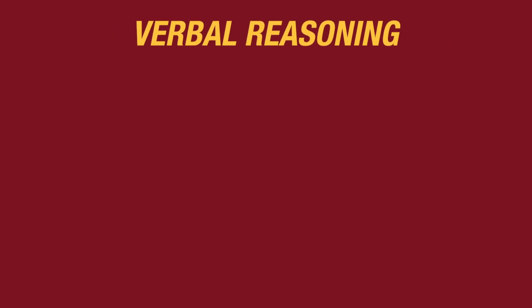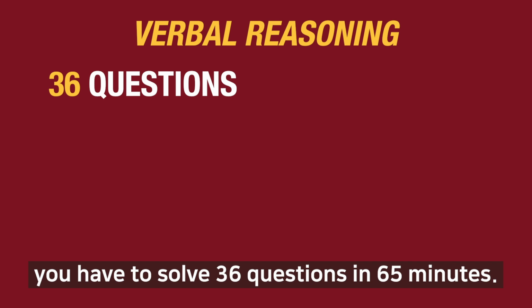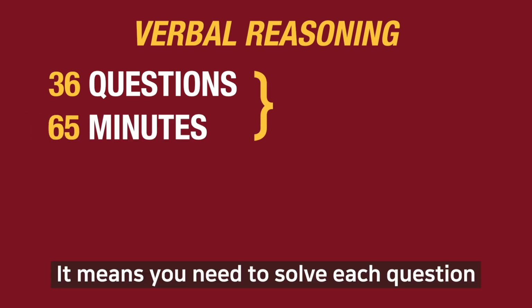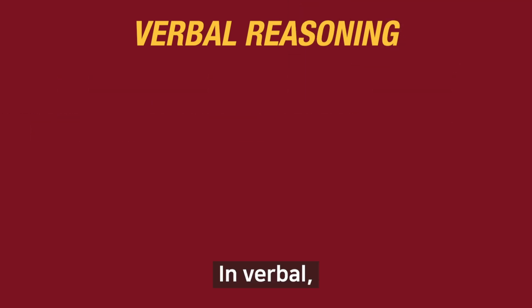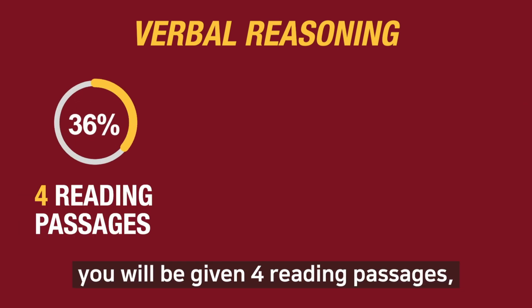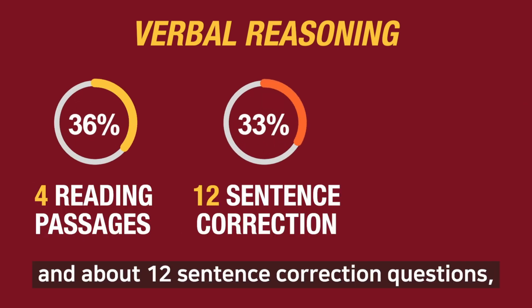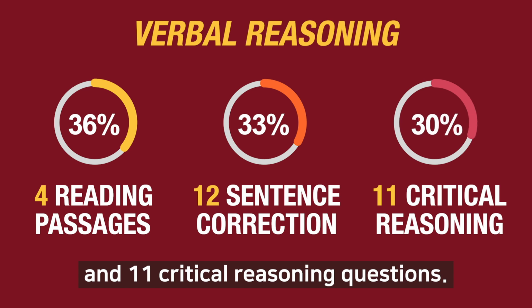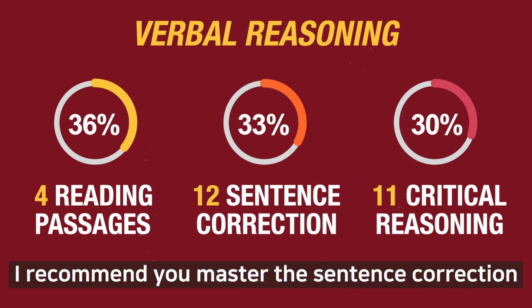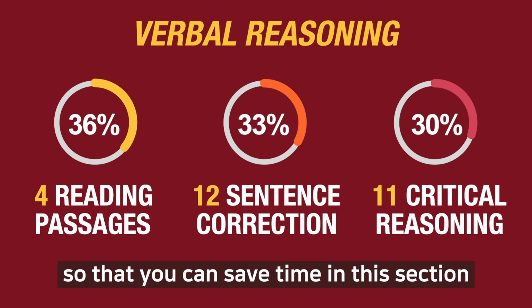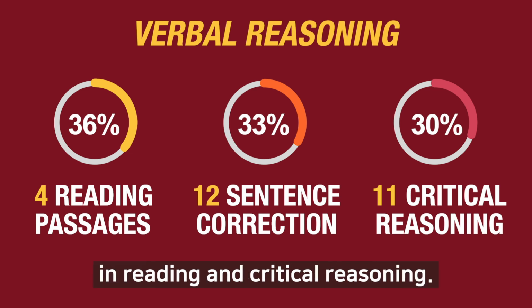In Verbal Reasoning, you have to solve 36 questions in 65 minutes. It means you need to solve each question in under 2 minutes. In verbal, you'll be given 4 reading passages, about 14 sentence correction questions, and 11 critical reasoning questions. I recommend you master sentence correction so that you can save time in this section and spend more time on reading and critical reasoning.